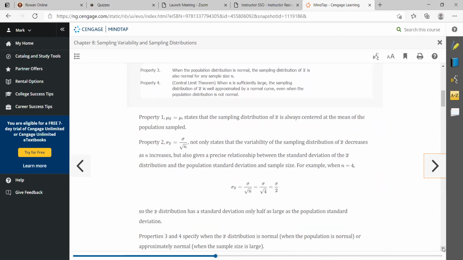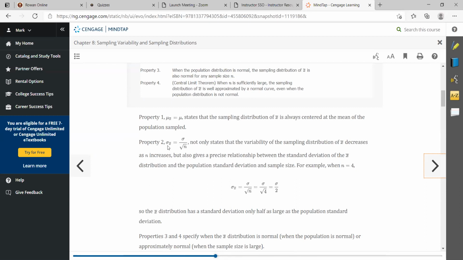Notice now with the formula, this is why I was telling you before, as the sample size increases, the sampling distribution spread or standard deviation gets smaller. Remember I said that earlier? You can see that through the pictures. Well, here's the reason.